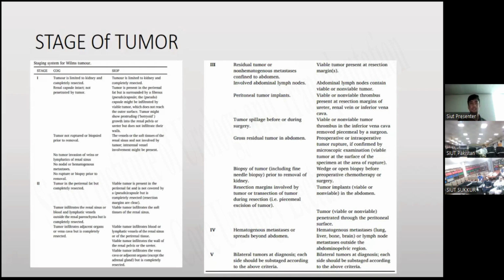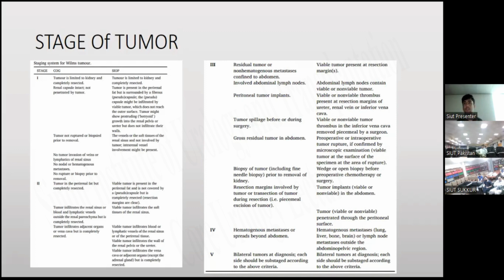Stage one is when the tumor is limited to the kidney and you have completely taken it out. Stage two is when the tumor involves adjacent structures, but you have taken it out completely and the margins are negative. In stage three, the COG guidelines suggest that even if you have taken a needle biopsy, the tumor has spillage, and they label it as stage three. While in SIOP guidelines, an open biopsy before you give chemotherapy is not considered as upstaging.